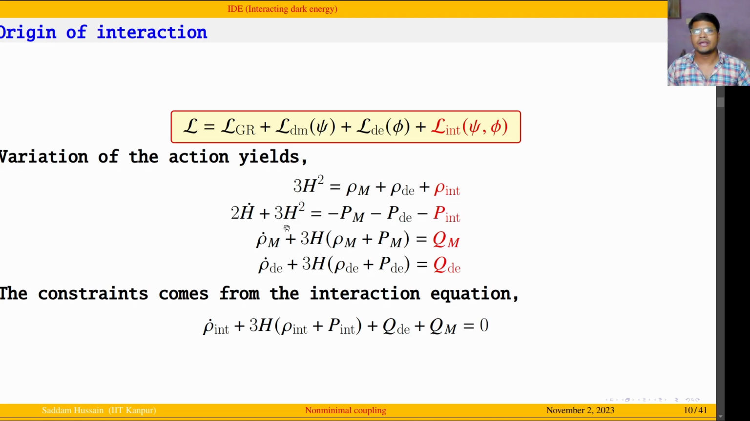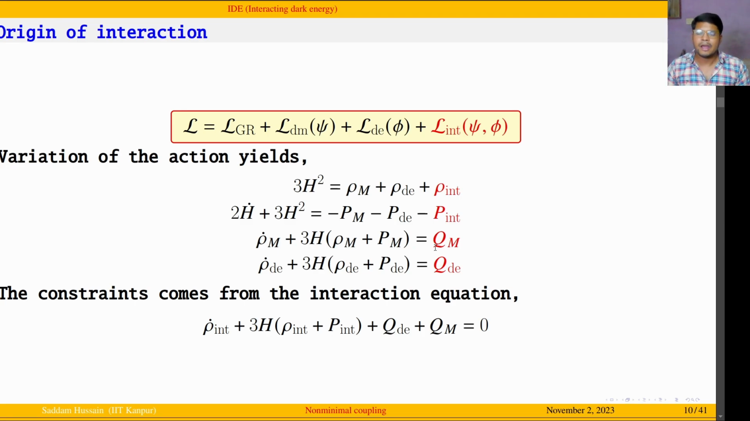Now if you vary the energy momentum tensor from here, you can see that in the matter sector, in the continuity equation for rho m dot, we have a Qm term. In the dark energy sector, we have a Qde term, and now they are not negatives of each other. So in order to solve this, we require a third equation. The third equation comes from the continuity equation of the L interaction, because the total has to be conserved. Therefore, the interaction is given like this.